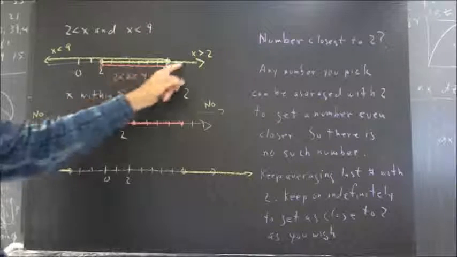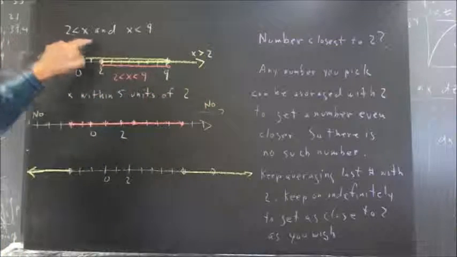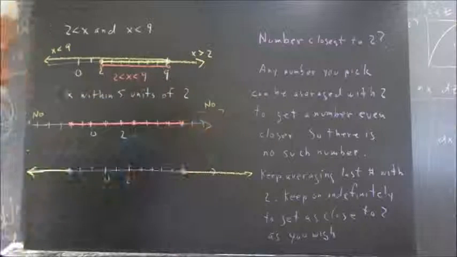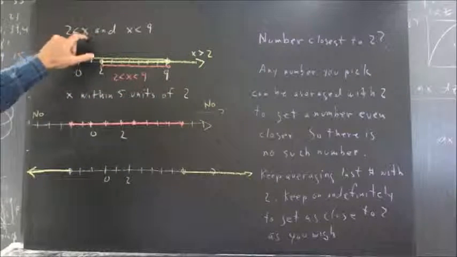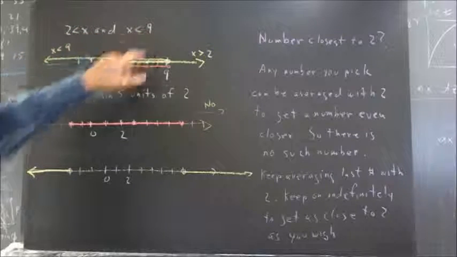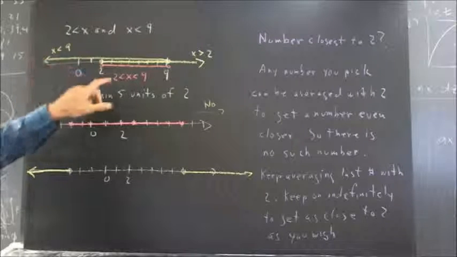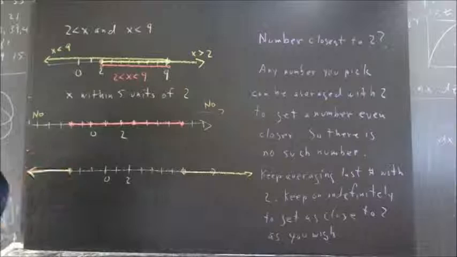And just to be sure, let's check out here past 9. Well, 2 is certainly less than x if we're out here, but x is not less than 9 if we're out here. So the region for 2 less than x and x less than 9 lies between here and here, and that region can be described in terms of the inequality, 2 less than x less than 9.